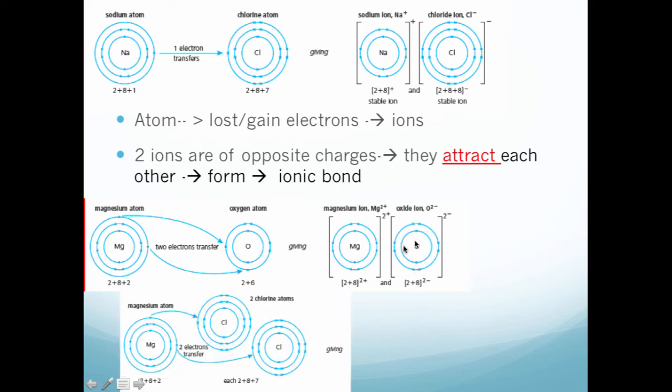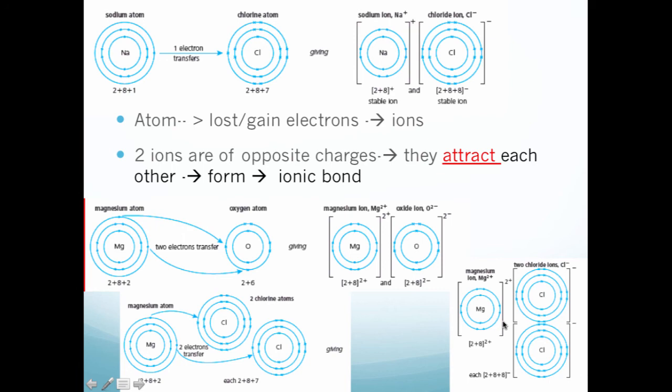What happens if you have a magnesium atom and chlorine? Well, you will need two chlorines to take away the two extra electrons, right? The magnesium ion will form into Mg2+, and the chlorine ions will form into Cl-. You need two of them to take away the two extra electrons.